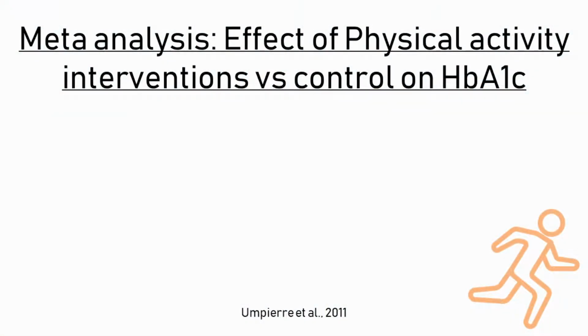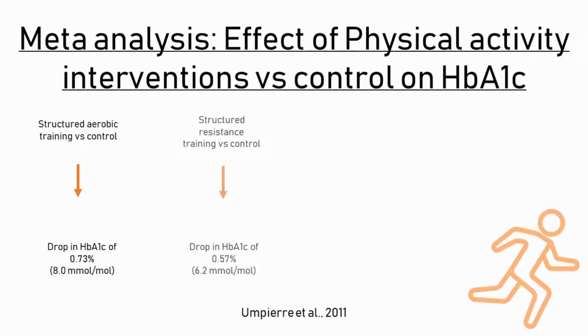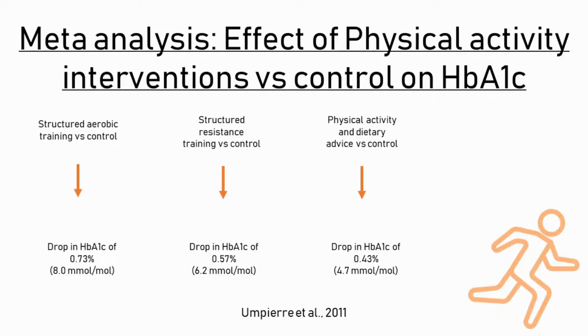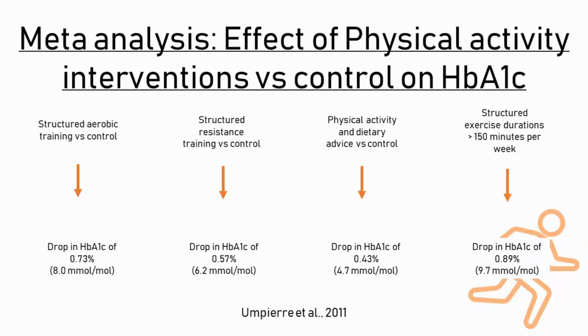Physical activity is crucial in the management of type 2 diabetes. Meta-analyses have found that giving physical activity advice or undertaking structured aerobic or resistance training programs are all effective at reducing HbA1c, a blood marker for diabetes severity. HbA1c decreased by 0.73% with structured aerobic training, 0.57% with structured resistance training, and 0.43% with physical activity and dietary advice alongside. Furthermore, programs that included greater than 150 minutes of physical activity a week had an even further reduction in HbA1c of 0.89%. If sustained, these reductions likely confer larger reductions in morbidity later on in life.